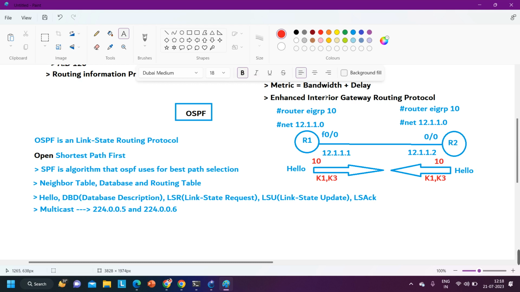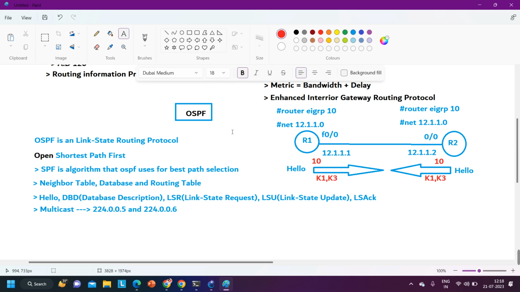Here, complete neighborship in EIGRP is in a single step, but in OSPF we have divided the complete OSPF neighborship process to make it easy. We have divided the neighborship into 7 parts. So we have to discuss all states, and you have to understand all states. Don't worry, I will make you understand, and if you are conscious, then definitely you will get it.